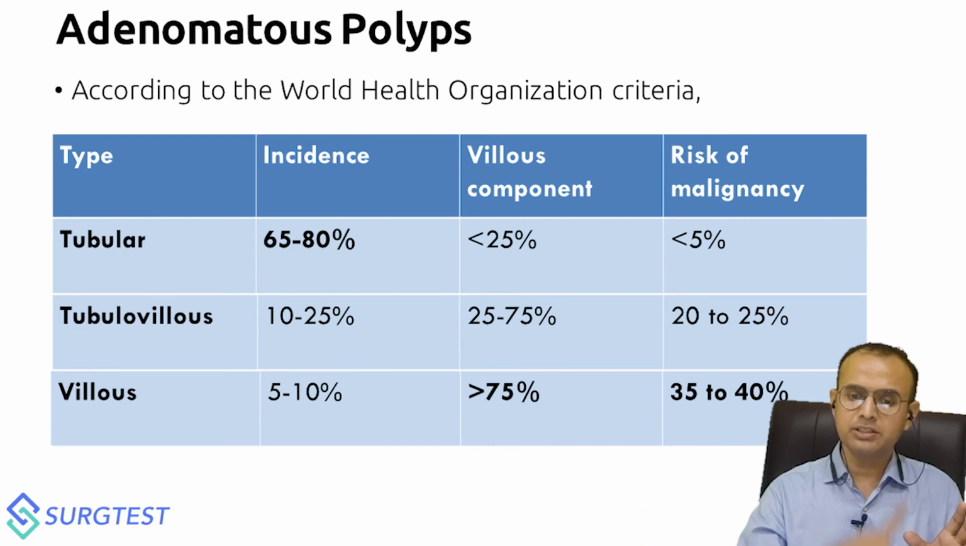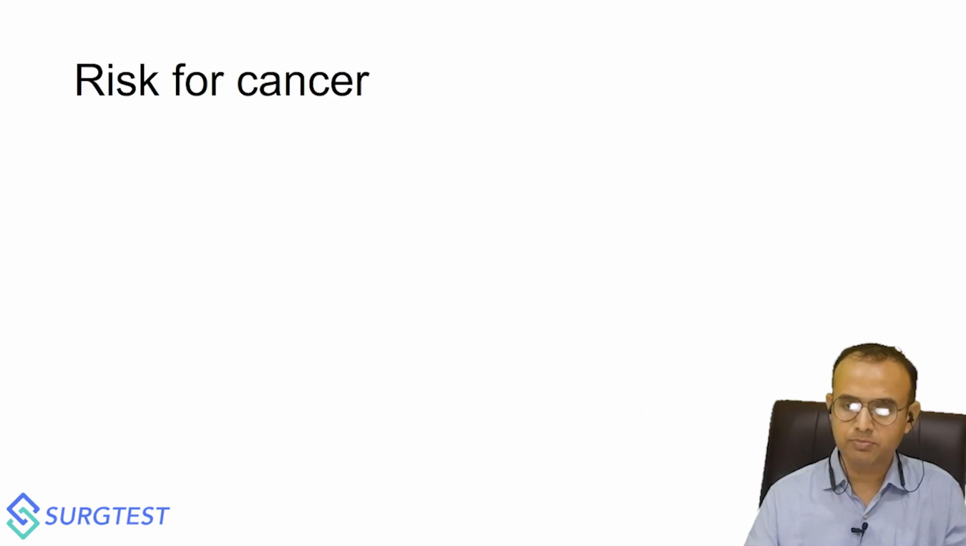Tubular adenoma: incidence is more, 65 to 80%, component of villous is less than 25%, risk of malignancy is less than 5%. Tubulovillous: incidence is 10 to 25%, villous component is 25 to 75%, risk of malignancy 20 to 25%. Villous adenoma: incidence is 5 to 10%, villous component is more than 75%, risk of malignancy is 35 to 40%.